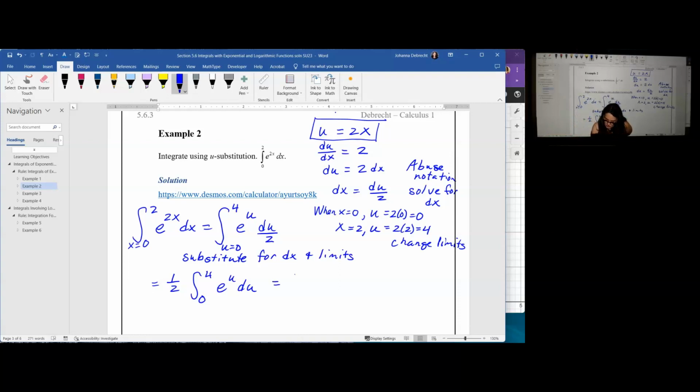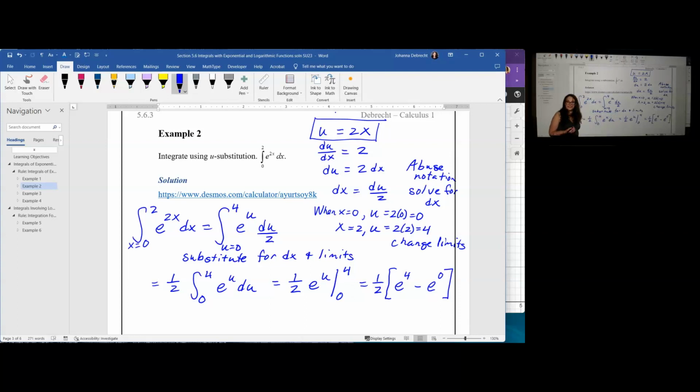Now, finding the antiderivative function, I get e to the u. But because I'm doing a definite integral, I choose the antiderivative with a constant of 0. These are u values, 0 to 4, so I can substitute those into the final solution. I like to keep my constant factors on the outside, and then I substitute the upper limit of integration into the antiderivative and subtract what I get when I substitute the lower limit.